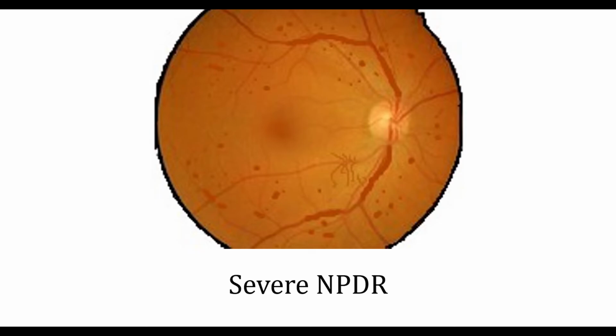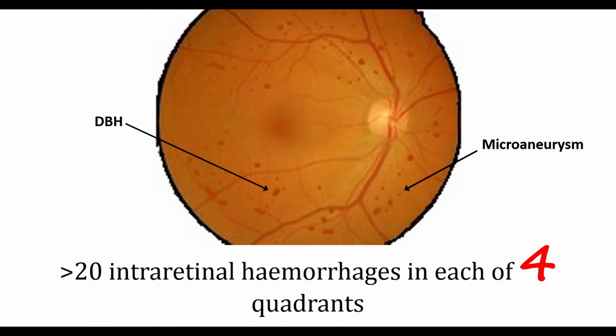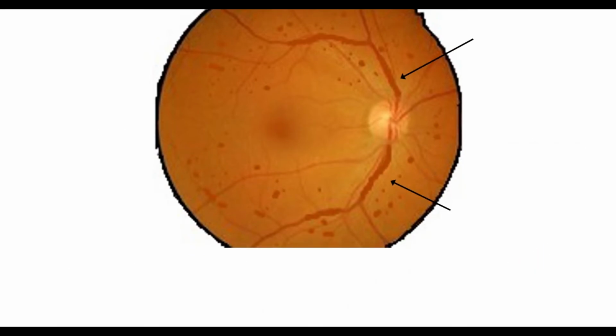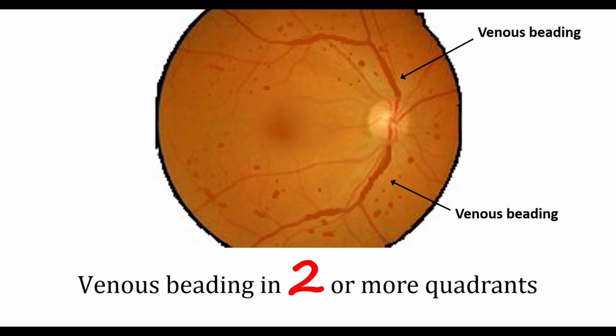This is an illustration showing the defining features of severe non-proliferative DR based on the 4-2-1 criteria. Firstly, the number 4 for more than 20 dot and blot hemorrhages or microaneurysms present in each of 4 quadrants of retina. Next, we can appreciate the veins of retina appearing like a string of sausages.